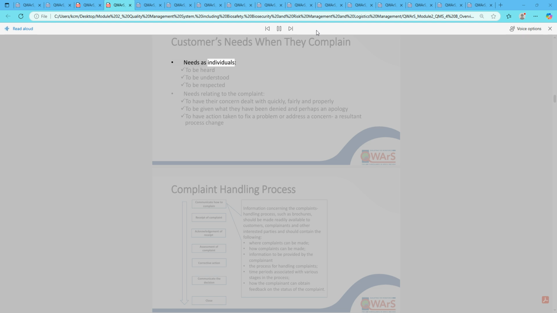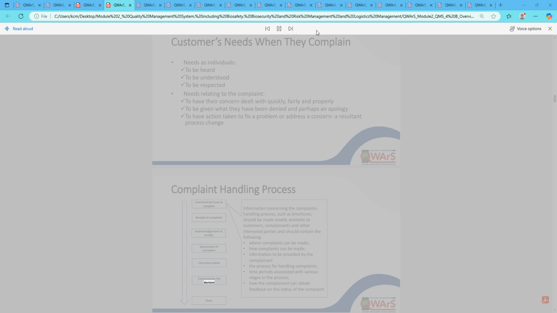Needs as individuals: to be heard, to be understood, to be respected. Needs relating to the complaint: to have their concern dealt with quickly, fairly and properly, to be given what they have been denied, and perhaps an apology, to have action taken to fix a problem or address a concern, a resultant process change. Complaint handling process. Communicate how to complain. Receipt of complaint. Acknowledgement of receipt. Assessment of complaint. Corrective action.